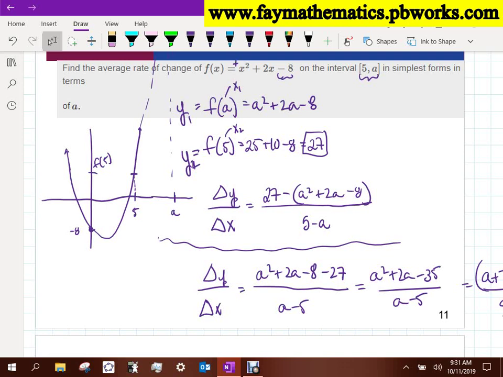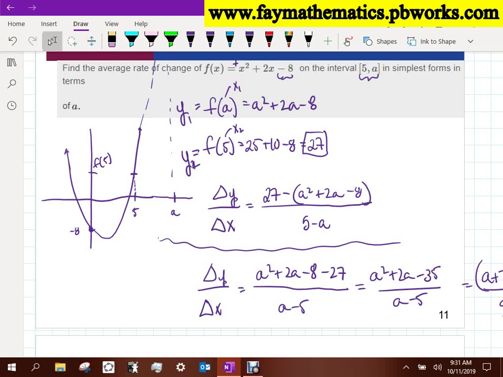Okay, so if a was 3, the average rate of change between 5 and 10, does that make sense? Or sorry, let's say a would not be 3, it can't be 3, it's got to be to the right. So let's say a is 10. Okay, all I got to do is take a plus 7, so I get 17. That would be the average rate of change between the x value of 5 and the x value of 10.